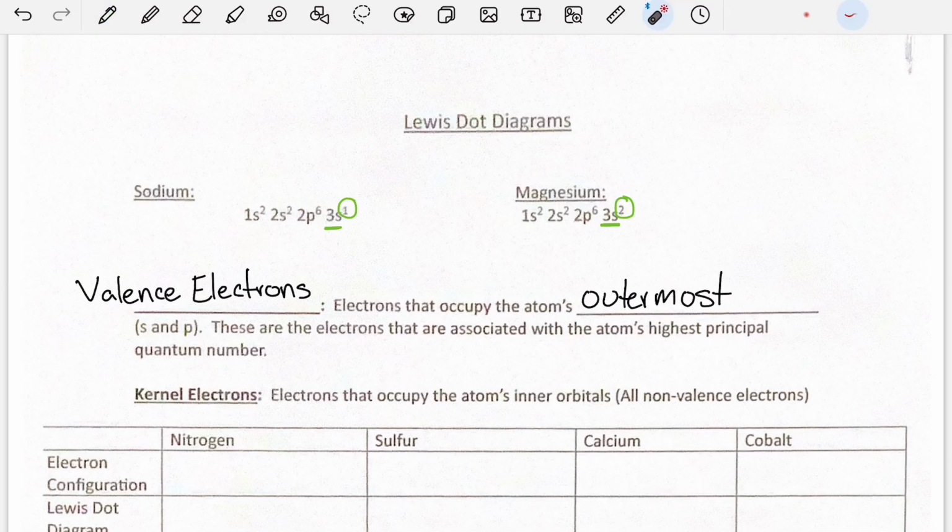The other electrons in the atom that aren't valence electrons are called kernel electrons, and they are the electrons that occupy the inner orbitals. But really what we care about the most are the valence electrons, because the valence or outermost electrons are the ones that are involved in chemical bonding to form compounds.